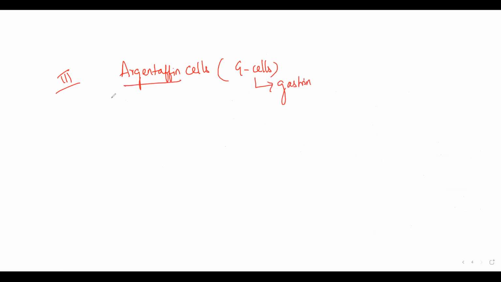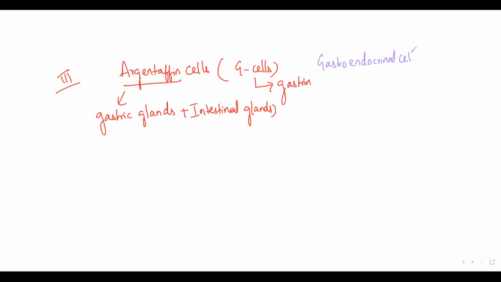I told you the argentaffin cells are found in the gastric gland epithelium, that is, the epithelium of your stomach, and we can also find them in the intestinal glands. These are actually the gastroendocrinal cells, children. So it becomes important for us to learn about these cells. And remember that they are present mostly in the basal part; I showed you in the slide that they are present at the base.